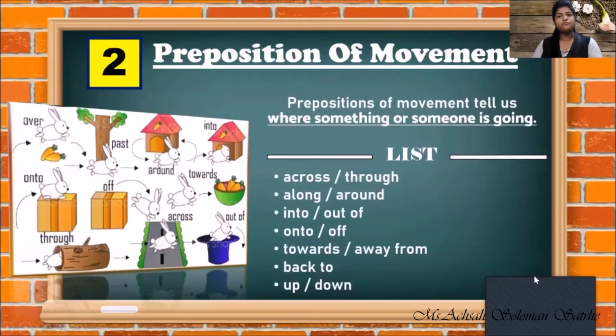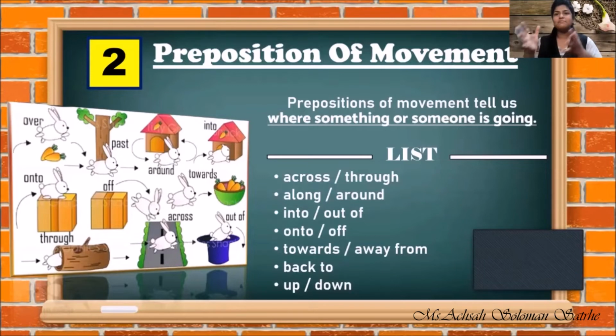Next is preposition of movement. All right. Now movement, you know the word, the word just tells you. Movement means going from here to there. There's some motion happening. There is movement. All right, so preposition of movement tells us where something or someone is going.